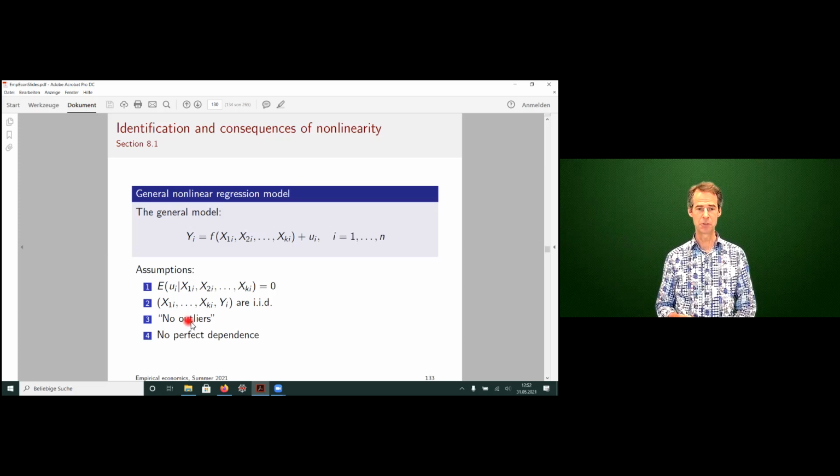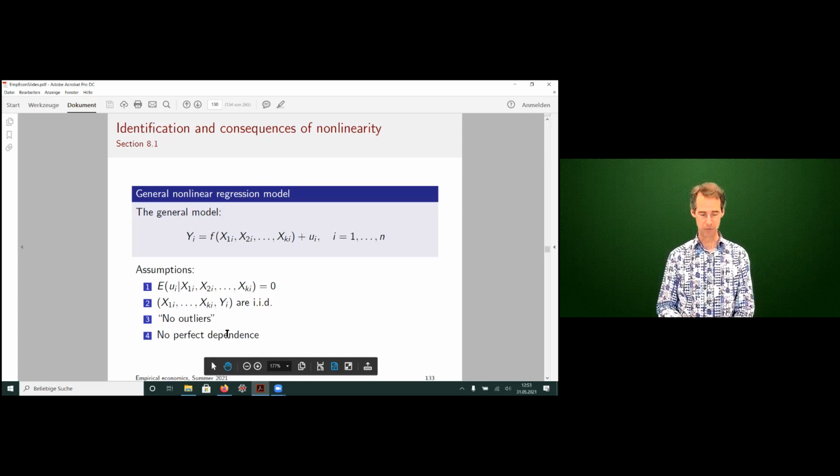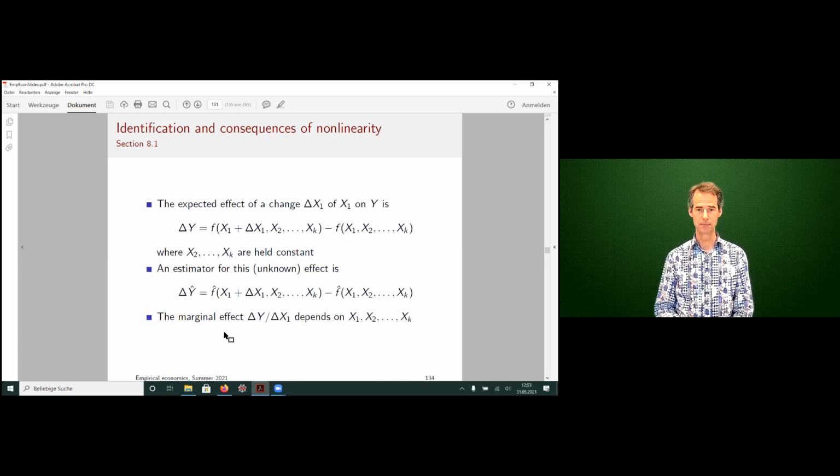All right. And assumption number 4, no perfect dependence. That's also very similar to the linear regression model, where we assumed no perfect linear dependence. We call that perfect multicollinearity. And again, this is not really specified here, but it says that we need something like the non-multicollinearity assumption in a nonlinear model as well.